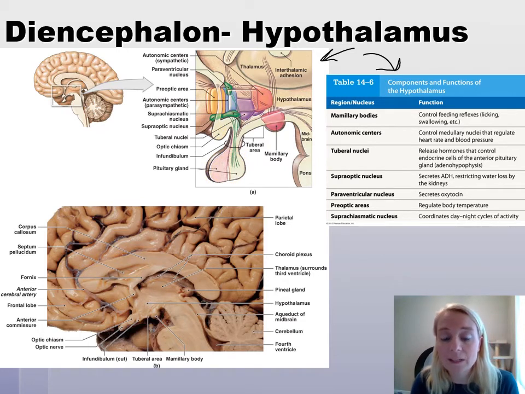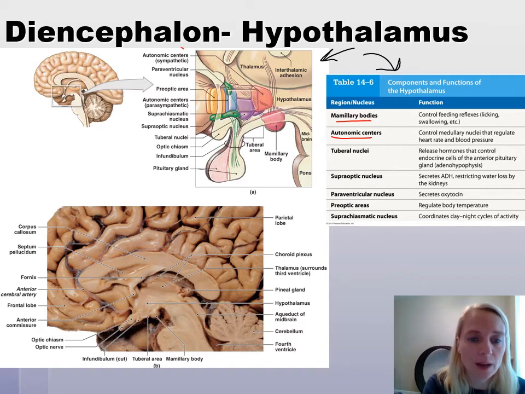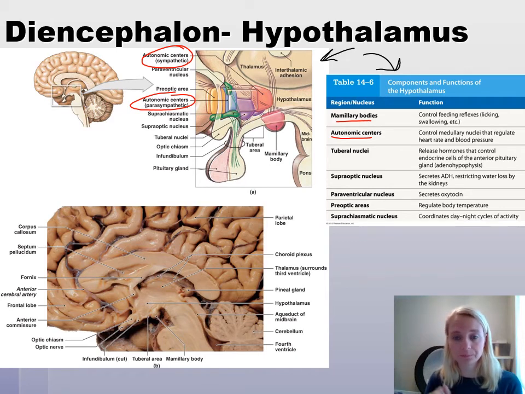Okay, so let's go through these different functions of the hypothalamus. We have the mammillary body, a collection of neurons that control your feeding reflexes: swallowing, licking, and movement of your tongue and cheeks while you're eating. We also have autonomic centers, sympathetic and parasympathetic. We're going to see a lot more of these in chapter 16 when we talk about fight or flight, which is sympathetic, and rest and digest, which is parasympathetic. They are coordinated and dominated in the hypothalamus. This is their base of operations, if you will.